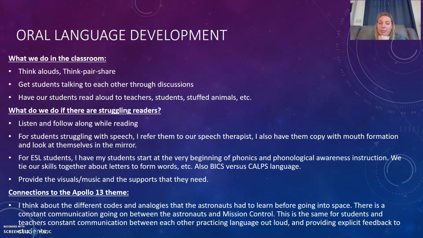For ESL students, I have my students start at the very beginning of phonics and phonological awareness instruction. We tie our skills together about how letters form words, and then words form sentences. Also, BICS versus CALP language. BICS language is our very social language, where they communicate with others and build that language. CALP language is more of that academic language piece, where they need to be explicitly taught that language. Providing visuals and music to support what they need, I think of reading with the beat, that's oral language development.